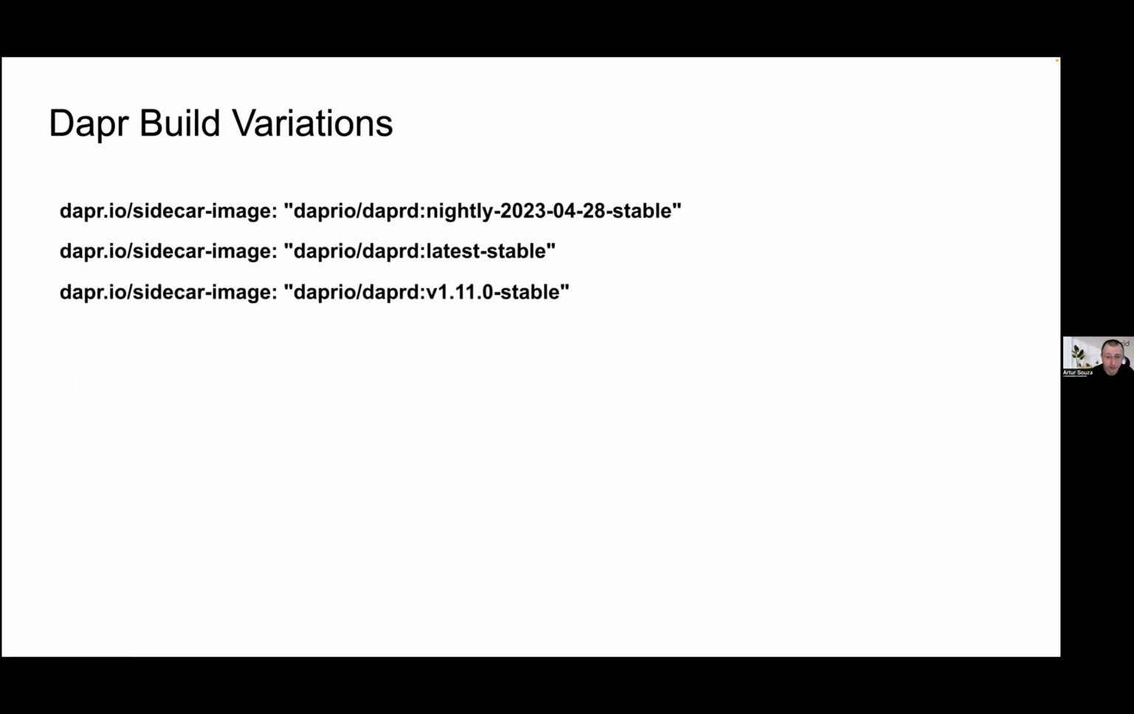What are the other ways to do it? The nightly build, the latest, v1.11, any Dapr tag with -stable will work. And it was my work also to make our release pipeline publish all of those. That is done only for the Dapr sidecar image. The control plane images don't have this variation because they don't have components built in, so it didn't make sense to generate different build tags for those.